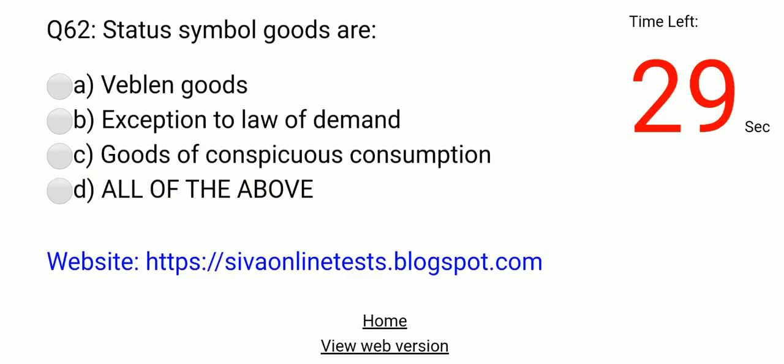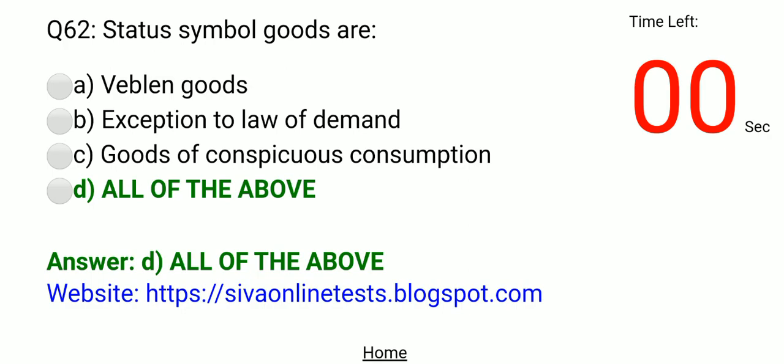Question 62. Status symbol goods are. Options. A. Veblen goods. B. Exception to law of demand. C. Goods of conspicuous consumption. D. All of the above. Answer. D. All of the above.